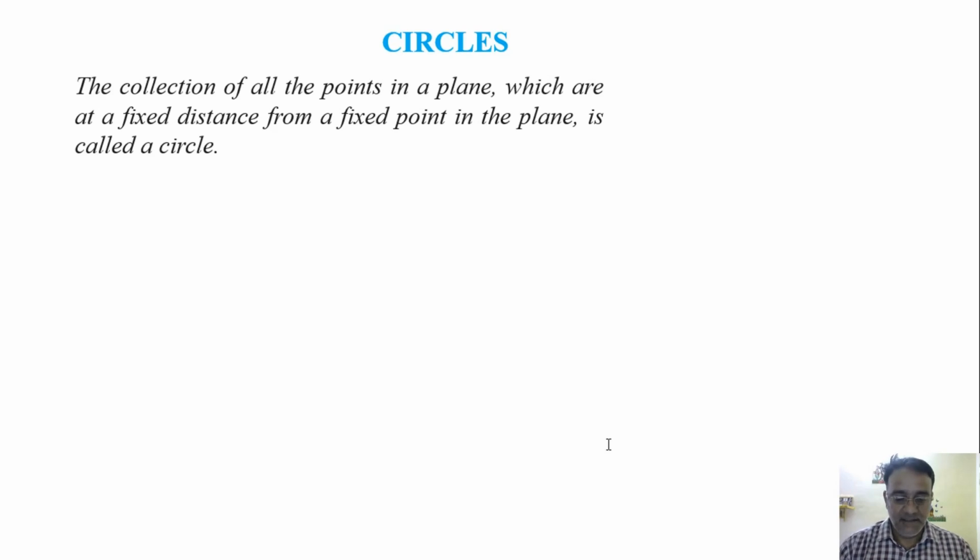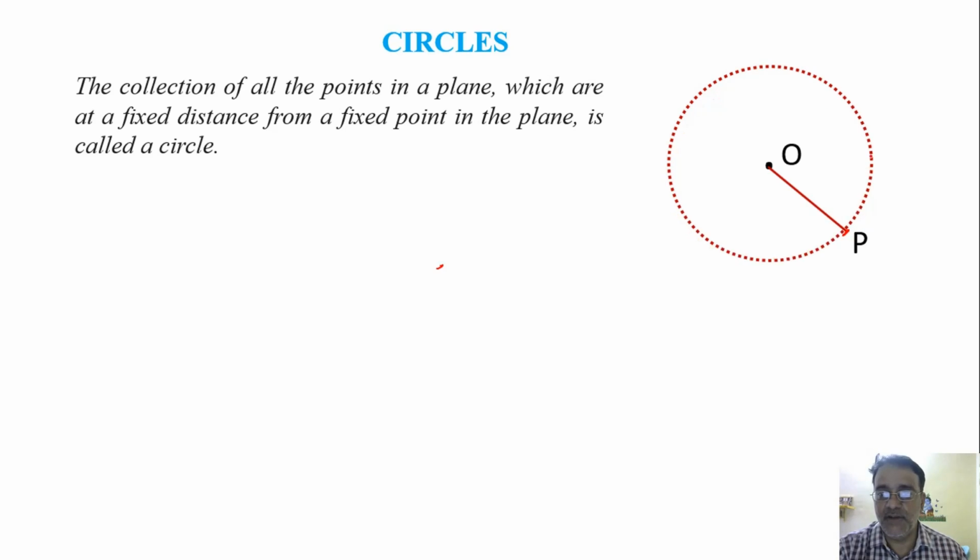The circle is the collection of all the points in a plane which are at a fixed distance. If we take a fixed distance, say this one, this is a fixed distance and we are collecting all the points which are equidistant from this point. Now we are collecting all the points, so it will form a shape of circle. Okay, a shape will form, that is called circle. So collection of all these points in a plane is called a circle.